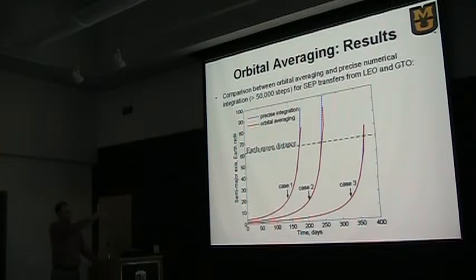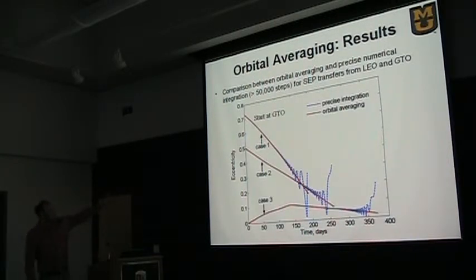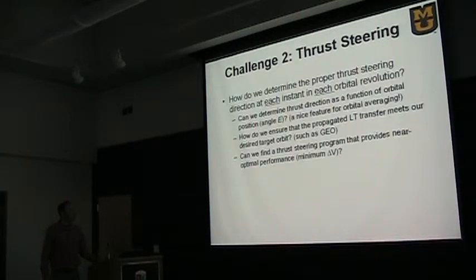Perhaps a better way to see this is eccentricity, because there are oscillations at the end. And look, it's getting the average value. It's getting the average rate of that particular orbital element. So it just shows that the averaging is accurate enough to predict these trajectories. So challenge number 2: how do I point the thrust? I have to be able to point the thrust at every instant in that single revolution, even if I am using averaging.